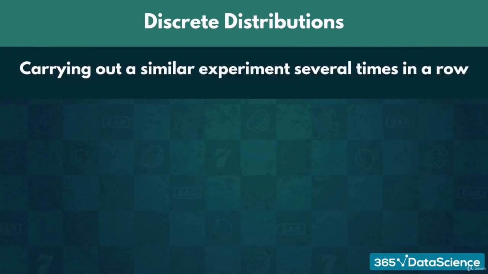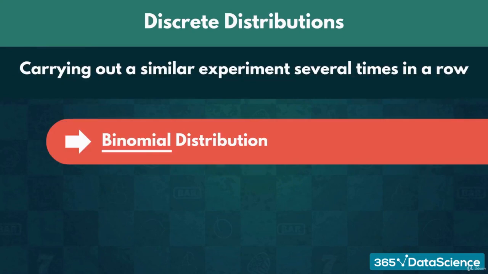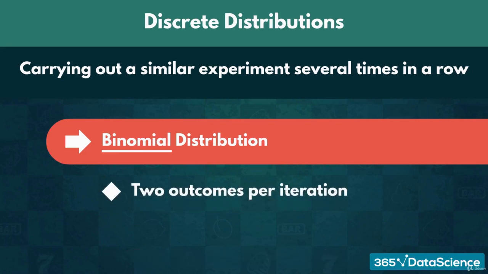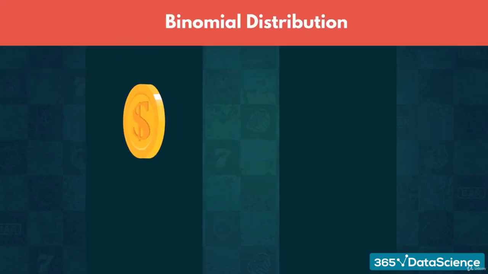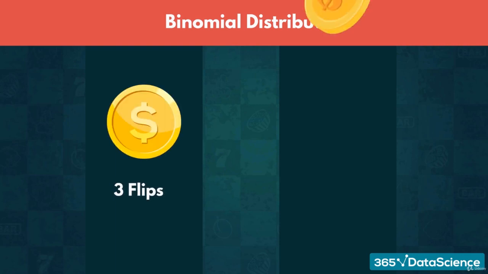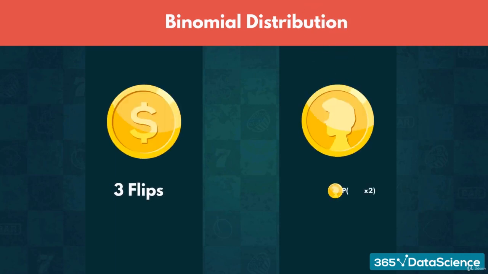Now, if we carry out a similar experiment several times in a row, we are dealing with a binomial distribution. Just like the Bernoulli distribution, the outcomes for each iteration are 2, but we have many iterations. For example, we could be flipping the coin we mentioned earlier 3 times and trying to calculate the likelihood of getting heads twice.